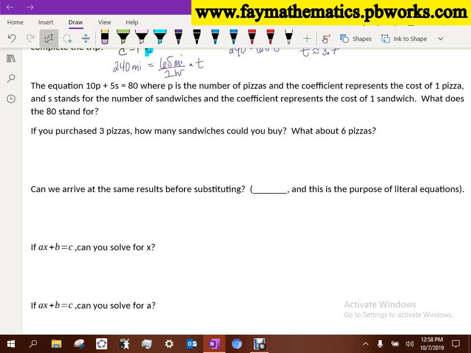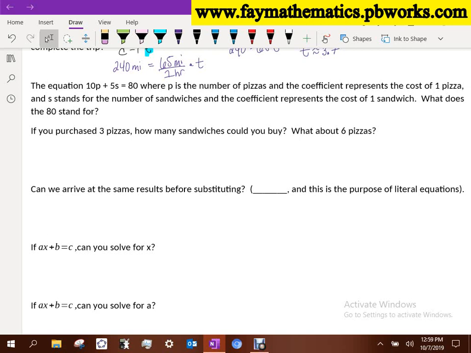All right, here we go. We got the equation here. It says the equation 10p plus 5s equals 80. Okay? And you're going to see a lot of equations like this, so I went ahead and described what the P and the S stand for. P stands for pizzas, the number of pizzas that we're going to be able to buy here. S stands for the number of sandwiches that we're going to buy here. But the coefficients, 10 and 5, represent the cost of pizza and the cost of a sandwich.